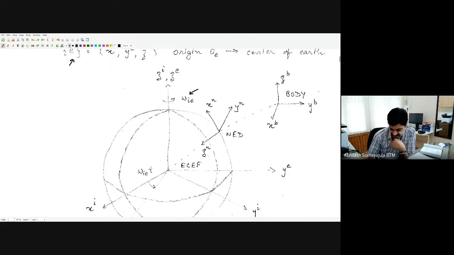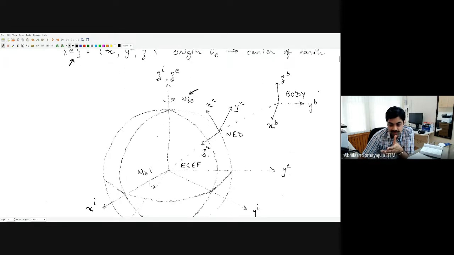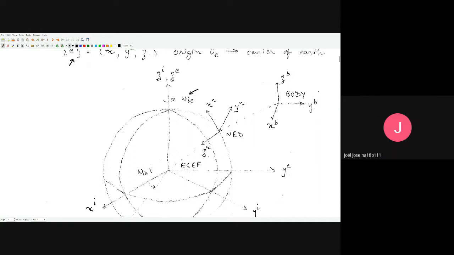So OE and OI are at the same location. Now, since this thing is rotating over time, at any particular time that I look, I'll find that the XE, YE axes are rotated with respect to the XI, YI axes of the inertial frame. And that angle is omega IE times T, depending on how much time has elapsed. Okay? Everybody with me so far? So the rotation is occurring about the Z axis.